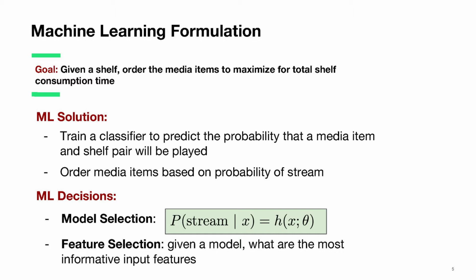Based off this approach, we had to make two decisions. First is model selection. That is, how are we going to choose a model to model the probability of a stream given an input feature? And secondly, feature selection, which is, given a model, what are the most informative input features? Since this is a talk about Featran, I'm only going to be focusing on the feature selection components. So that's basically asking, what is this X that you see?